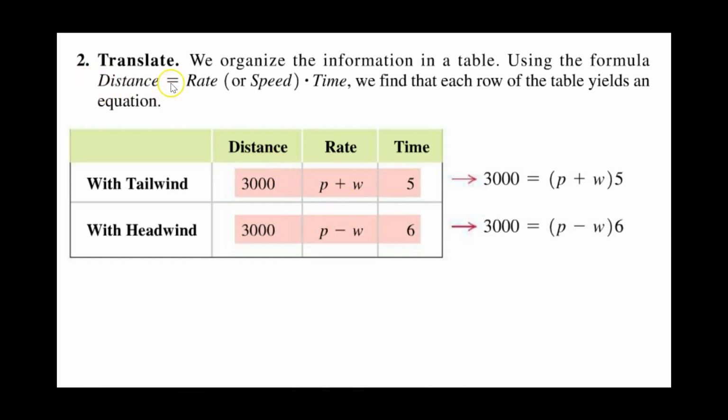Oh, and the distance equals rate times time. That's actually how you find the distance, using the distance formula. D equals R times T. The rate, meaning speed, and your time gives you the distance that you travel.